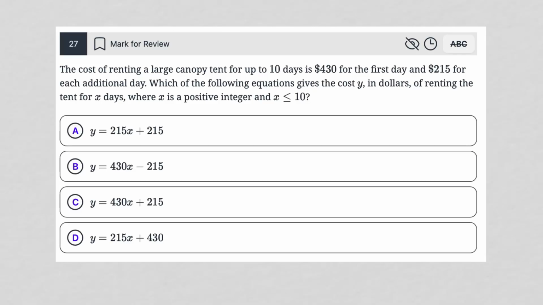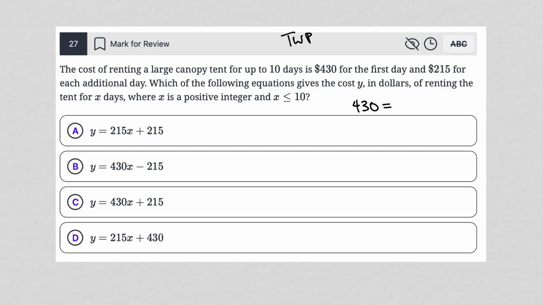So this question says the cost of renting a large canopy tent for up to 10 days is $430 for the first day and $215 for each additional day. So I'm going to treat this like a translate word problem question. Although it's not a long question like typical translate word problem questions, I can tell by the wording of this first sentence that I really do care about the meaning of these values, right?